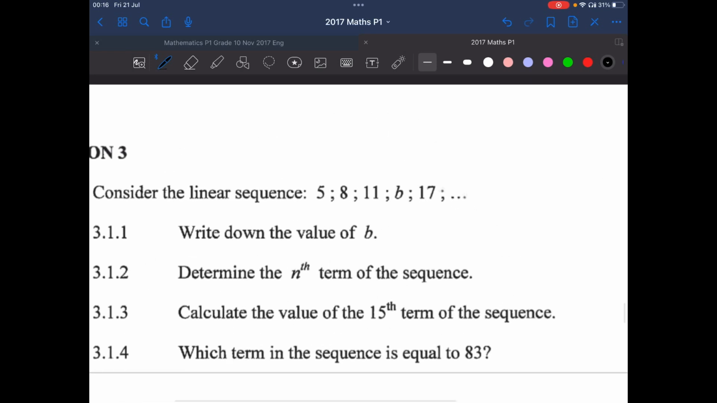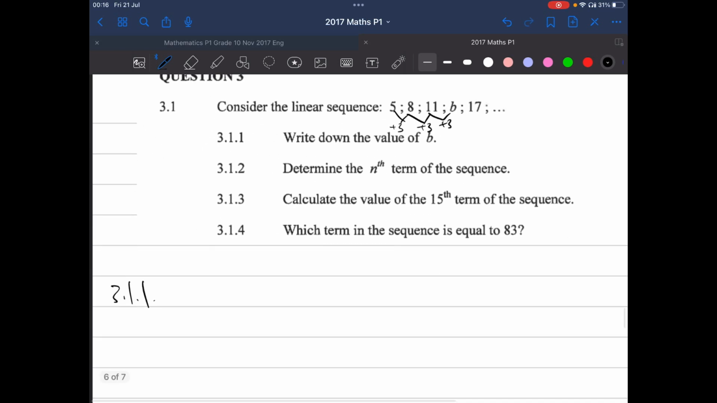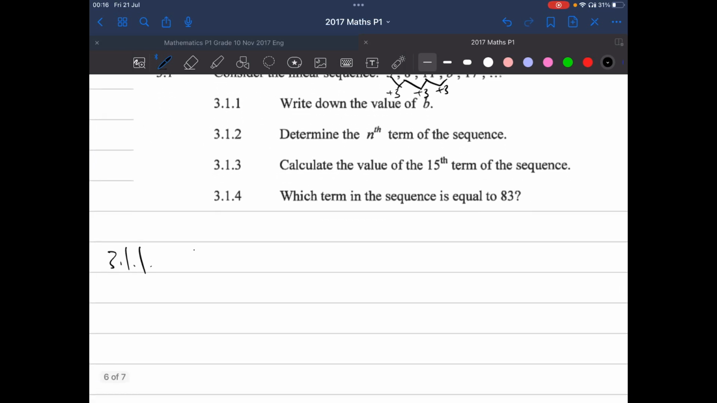So that's pretty straightforward. Let's see what the pattern is. So you can see from 5 to 8, I added 3. Same thing from 8 to 11. So that means to get to B, I'll have to add 3. Okay, so 11 plus 3 is 14. Okay, so that's the value of B. Let's say B equals to 14.